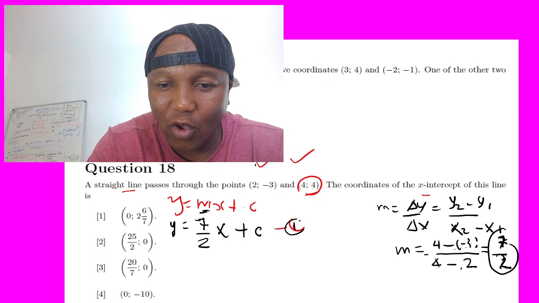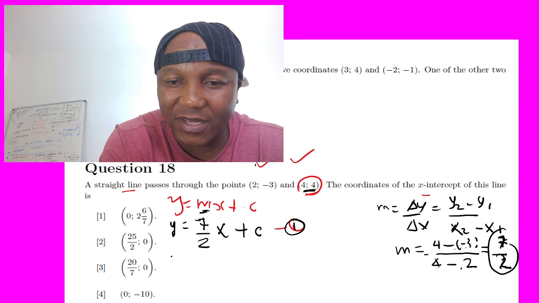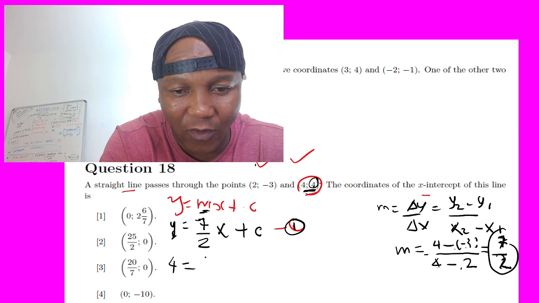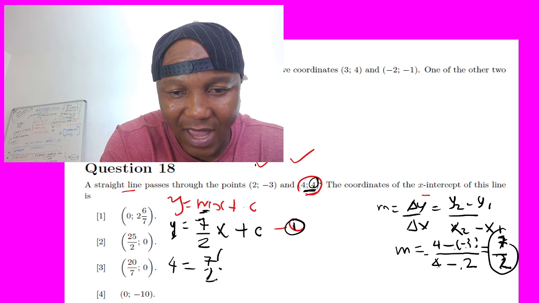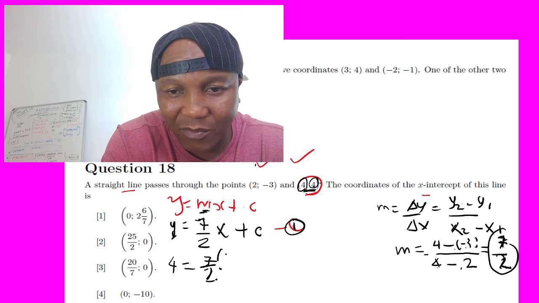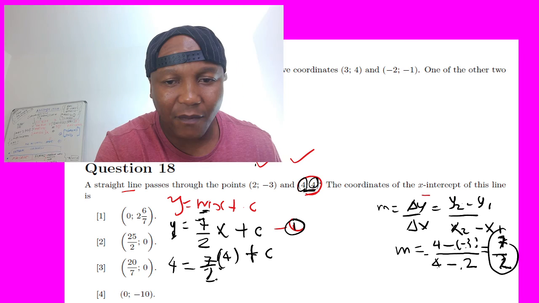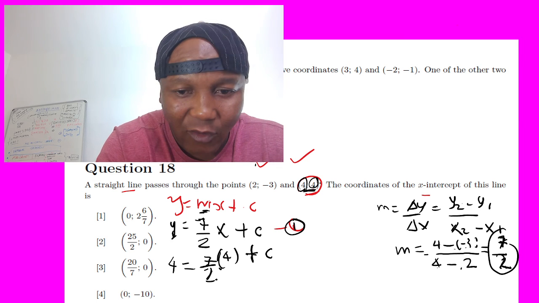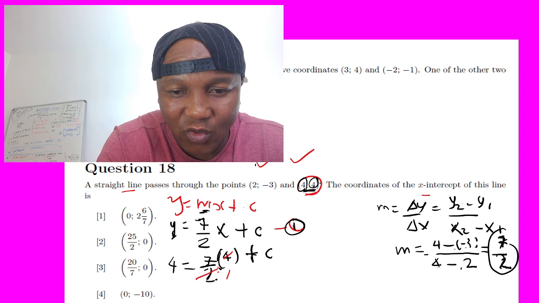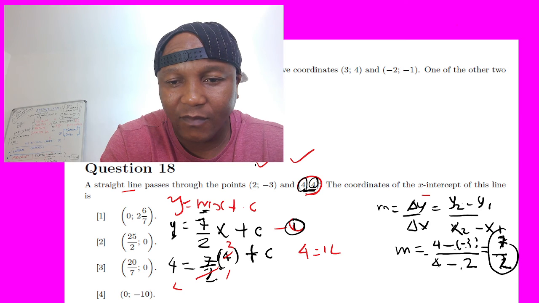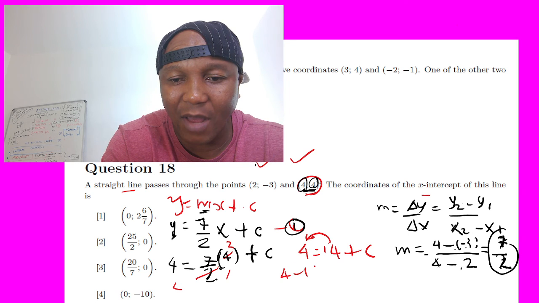So now call this first equation, and then let's use this one. Replace this y with 4, equals 7 over 2 times x, the value of x, which is 4, and then plus c. Now let's simplify. If you divide 2 and 2, this gives you 2, and 2 times 7 equal to 14. So 4 equal to 14 plus c. Now take this over, number must go to the number, so 4 minus 14 equal to c. So our c equal to negative 10.